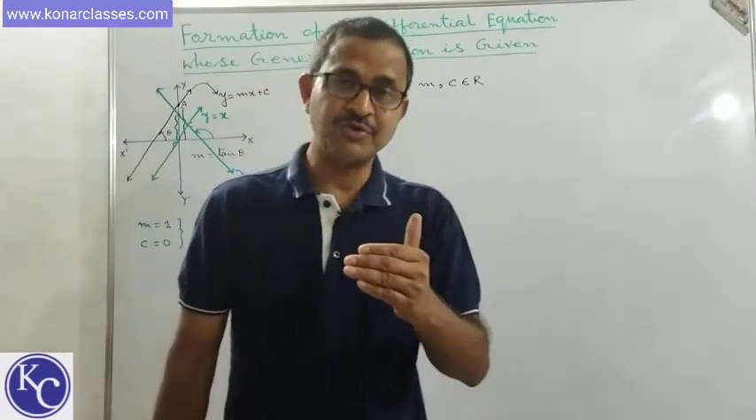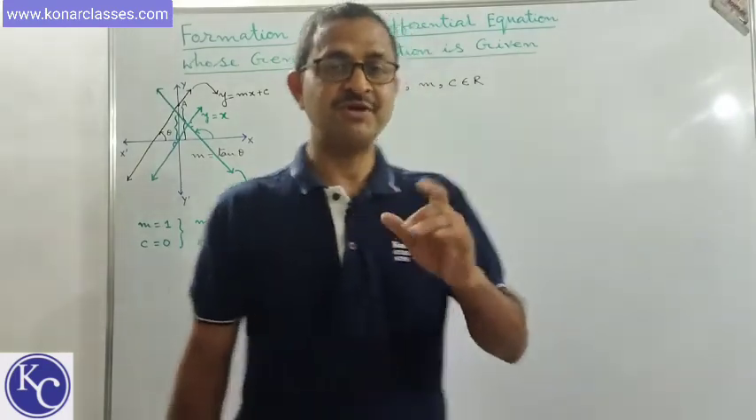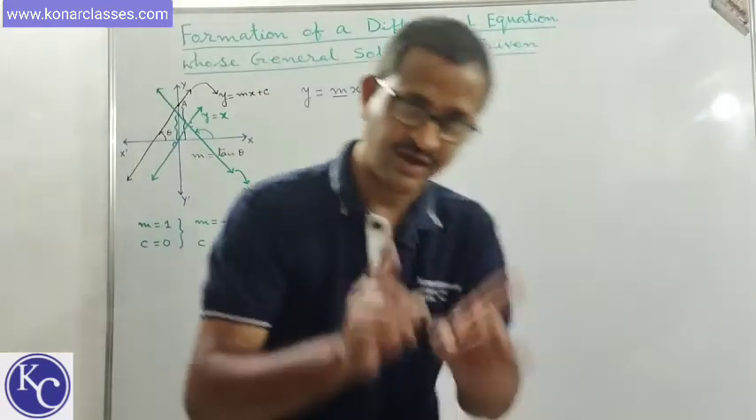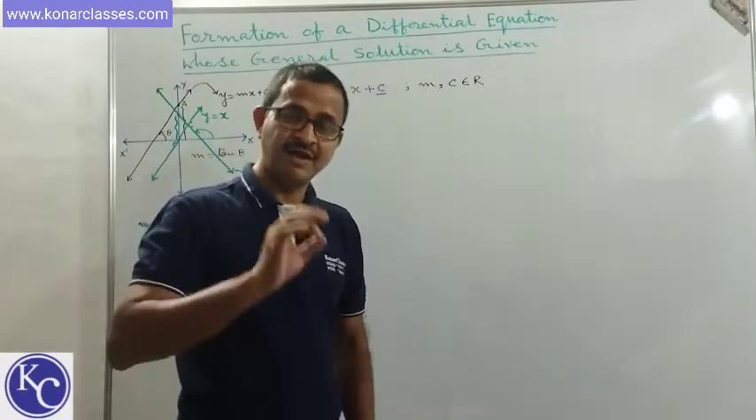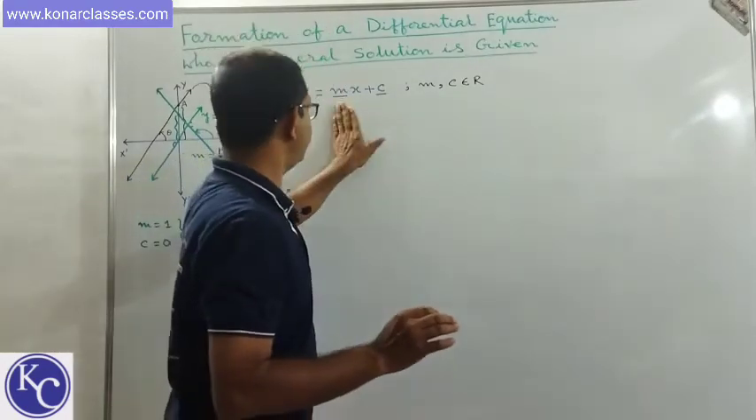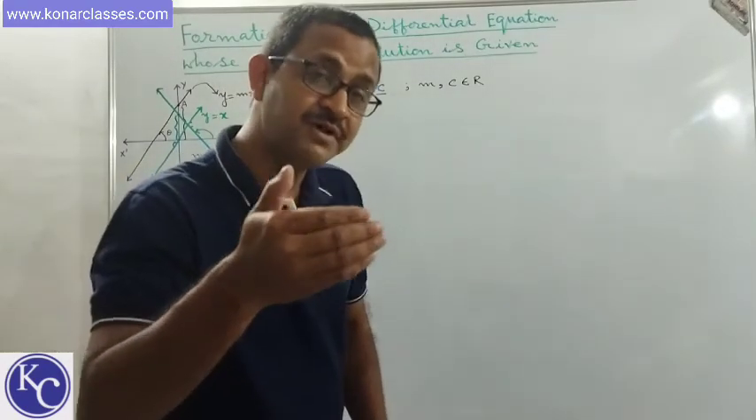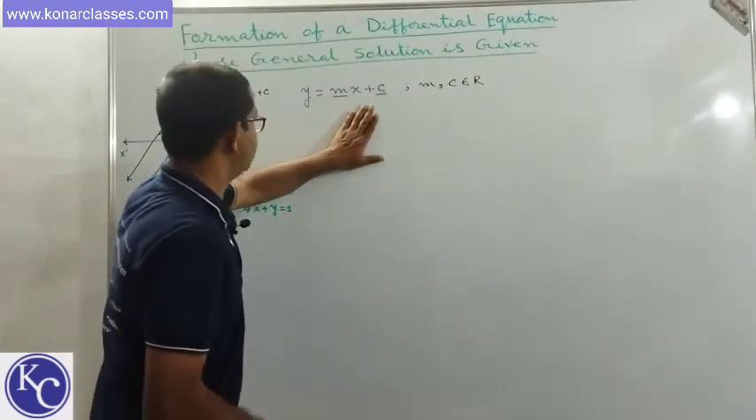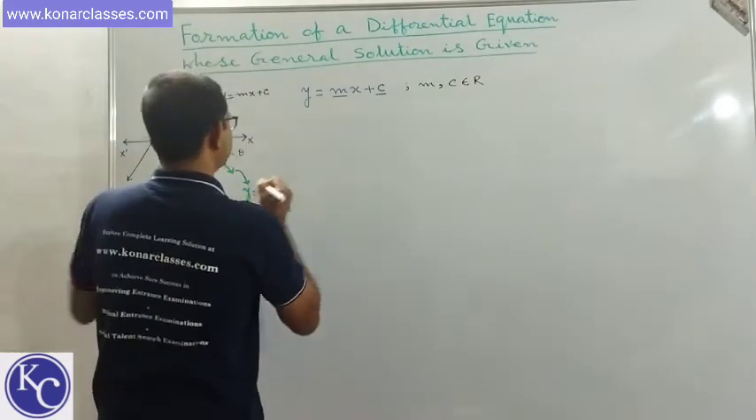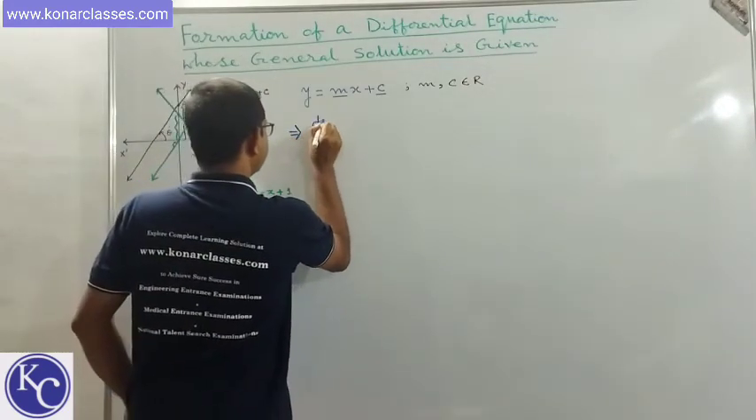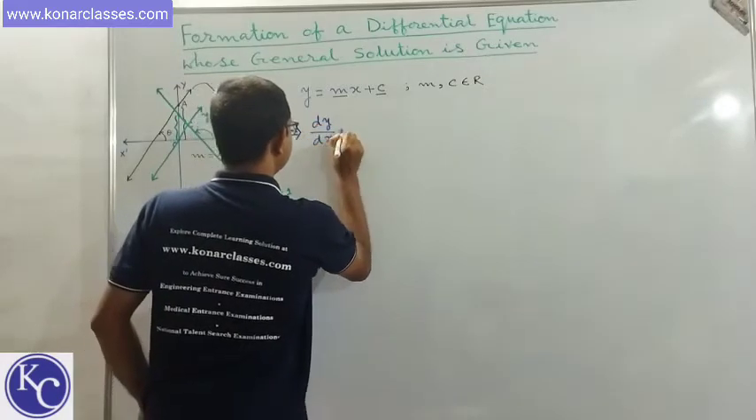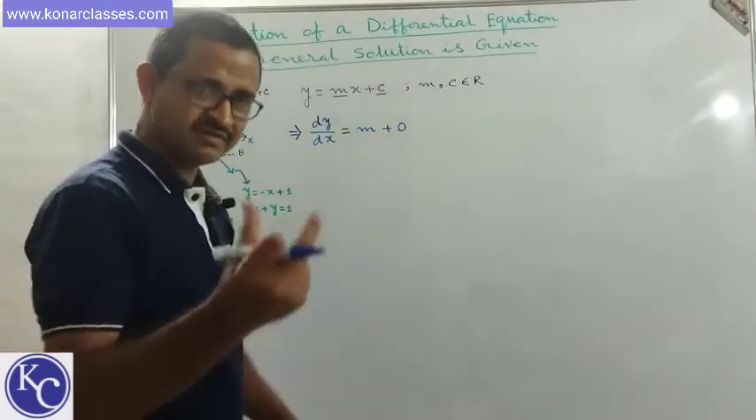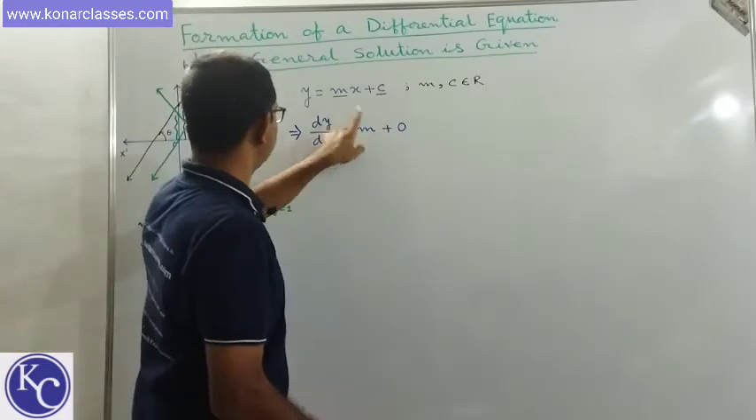Now we are going to form the differential equation represented by this family of straight lines. How to do it? First and foremost, as I said a few minutes back in the previous example, our task is to remove these arbitrary constants. And how to remove an arbitrary constant? By differentiation. So if we differentiate both sides of this equation with respect to x, we get dy/dx is equal to m plus 0, because the differentiation of c, an arbitrary constant, with respect to x is 0. So dy/dx equal to m.